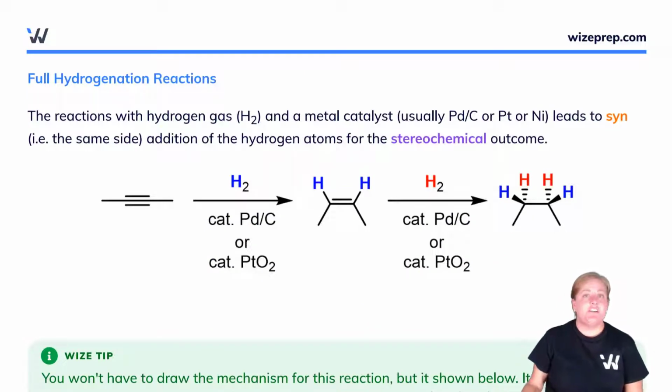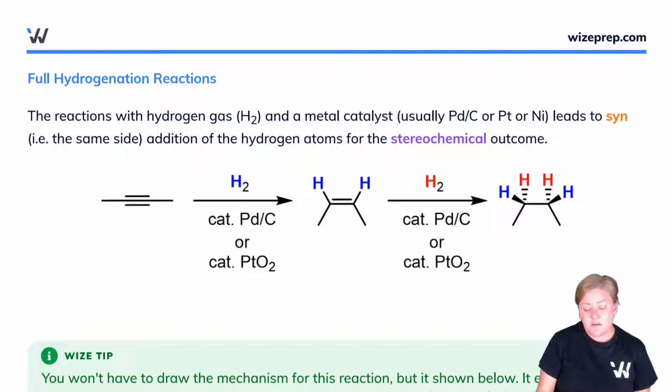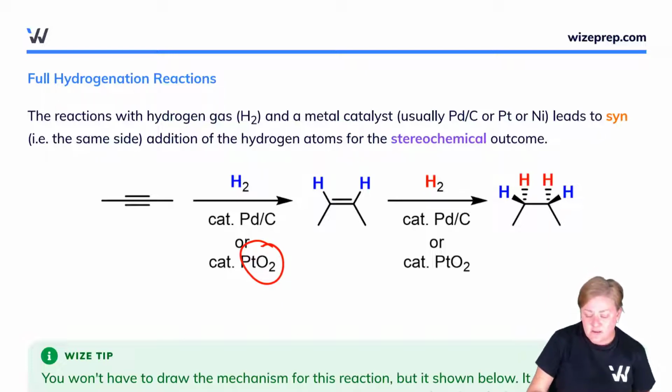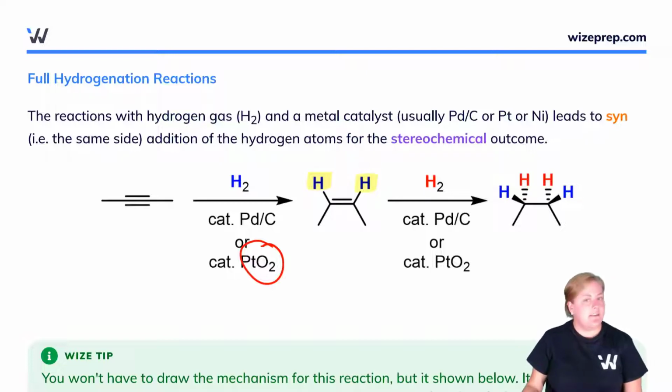So how does hydrogenation occur, and what does this mean for the stereochemistry? Well, hydrogenation reactions using hydrogen gas and a metal catalyst lead to syn, or the same side, addition for the stereochemical outcome. I've shown it here from both the alkyne and the alkene. You'll notice here that using palladium on carbon, or in less common examples, platinum oxide, gives the addition of the H2 across the triple bond to give the cis alkene, hydrogen atoms on the same side.